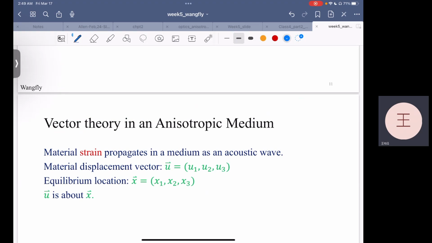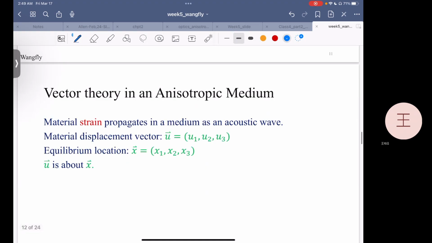Now, with the scalar theory, we are going to talk about the more general case, which is the vector theory, and it can be applied to an anisotropic medium.